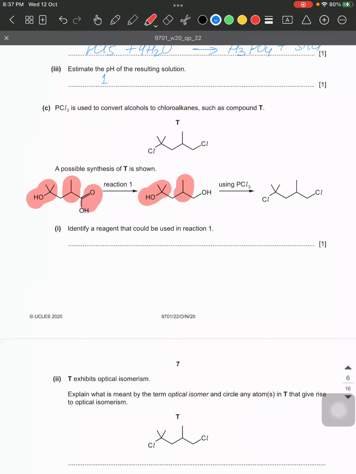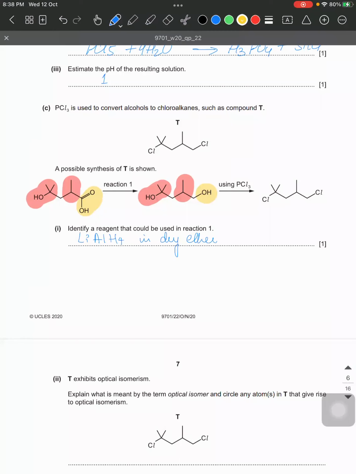The only change over here is this one. This is actually a carboxylic acid, and it is converting to the alcohol, right? So this is the only change over here. When a carboxylic acid changes to an alcohol, what is the reagent that you can use? It is pretty simple. We need to use a reducing agent over here, and we know that a very common reducing agent in our syllabus is lithium aluminum hydride in dry ether.